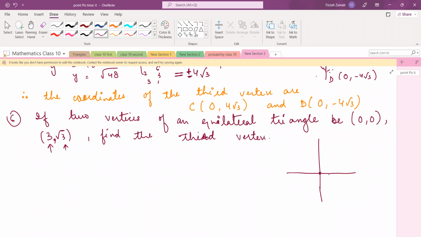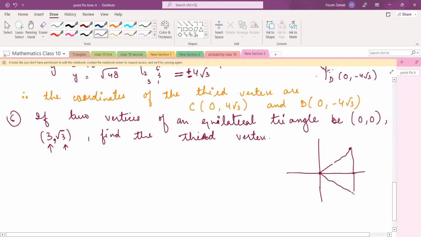Yes, ma'am. So x is positive 3, and then some root 3 distance. So somewhere in the first quadrant it's going to fall. So it will be an equilateral triangle like this. So these are the 2 points which are actually given.